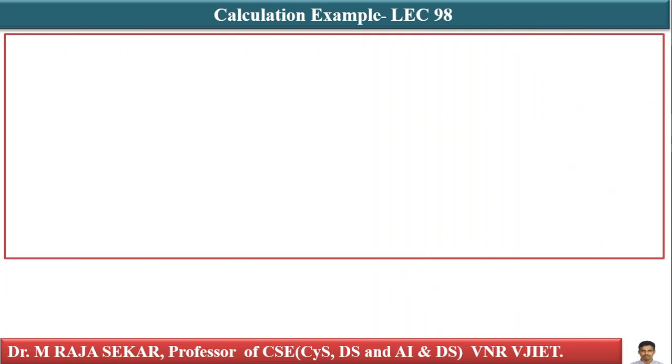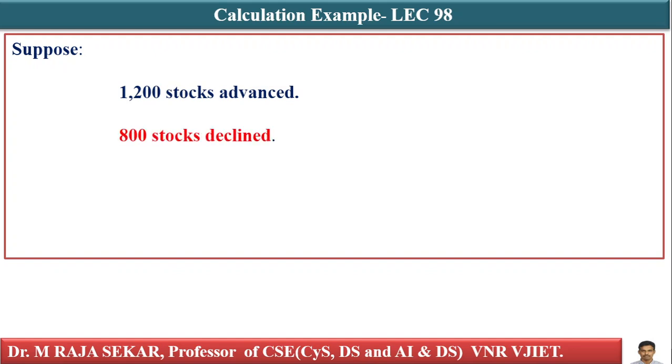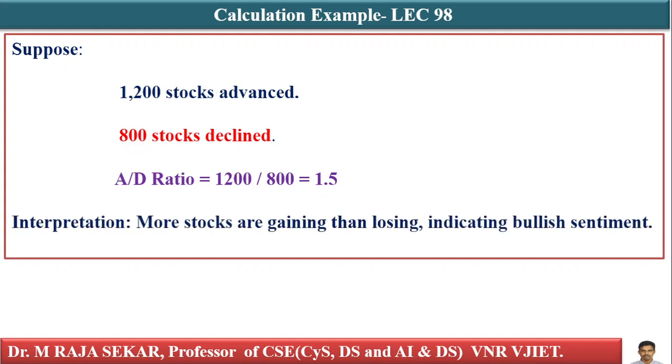Let us try to understand this with a simple example. Suppose there are 1200 stocks advanced and 800 stocks declined. What is my ADR ratio? 1200 by 800, which is 1.5. What is the interpretation? More stocks are gaining than losing, indicating bullish sentiment. If ADR ratio is greater than 1, here 1.5, it is a bullish trend. If ADR ratio is less than 1, it means a bearish trend. If it is approximately equal to 1, it means a neutral or range bound market.